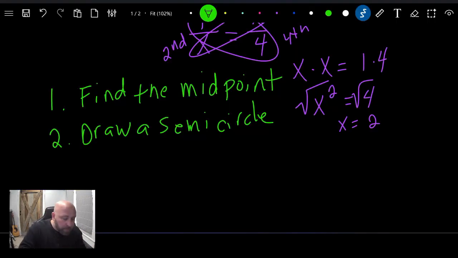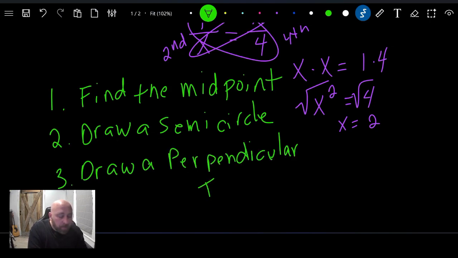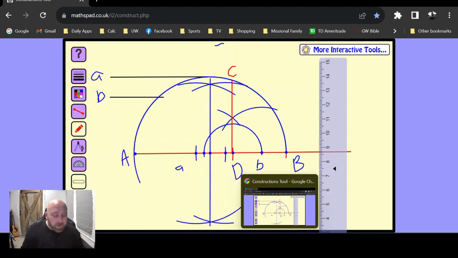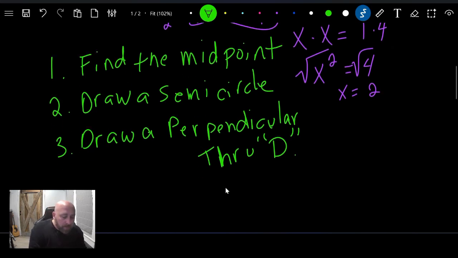So let's go back here and write that down. So step number 3, we are going to draw a perpendicular, and I'll put "through D" in quotes so you know that it's through D. Okay, so that's what we did back over here. We drew our perpendicular through D, and where it touches the circle, CD is the mean proportional. So I'll write that down real quick. That CD, line CD, is the mean proportional.